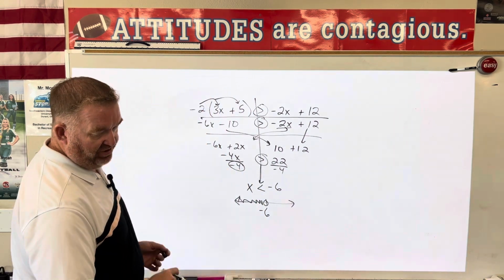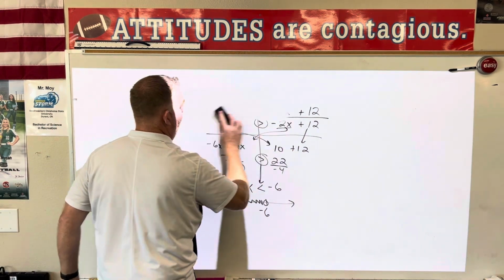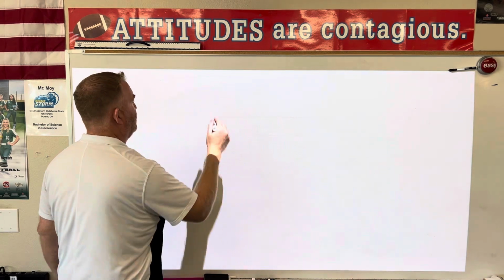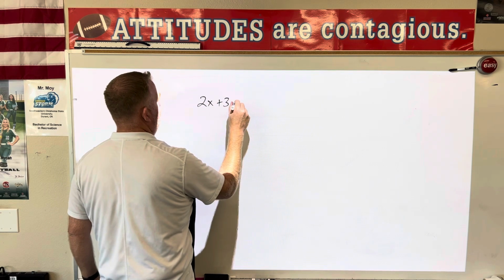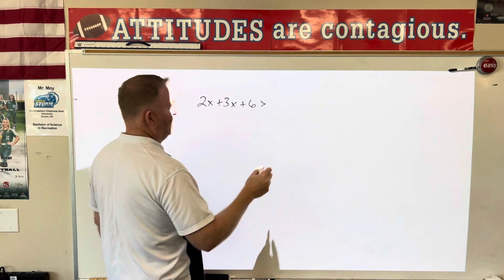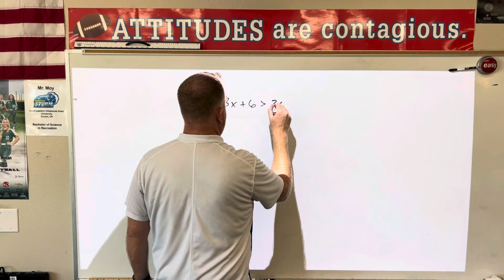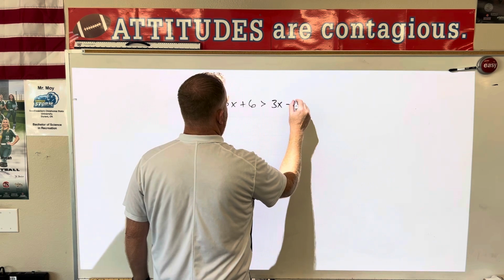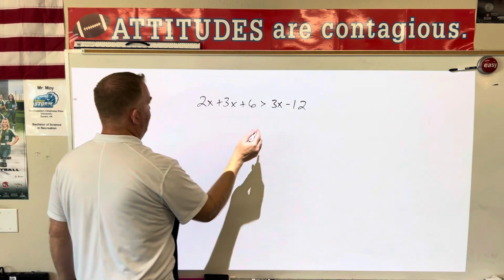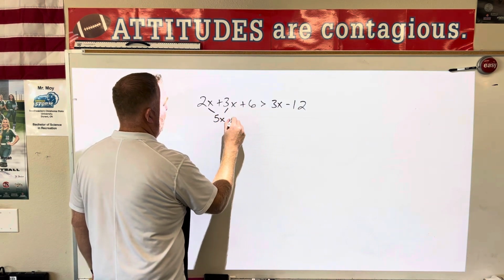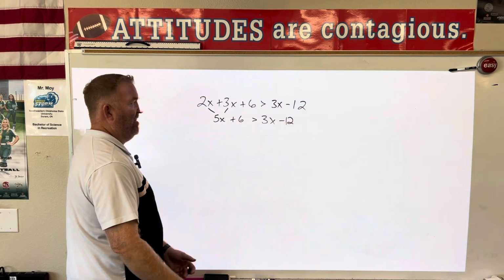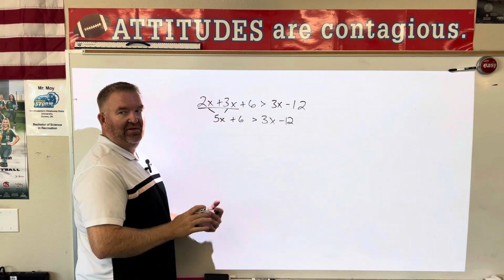Okay, here we go. Number 2 is sort of the same thing. Let me look at it. Looks a lot like this. Let's go 2x + 3x + 6 is greater than 3x - 12. Okay? Pretty simple. Combine like terms, so I've got these two. That's 5x + 6 greater than 3x - 12. Nothing changed except for this right here. That's the only thing that changed.